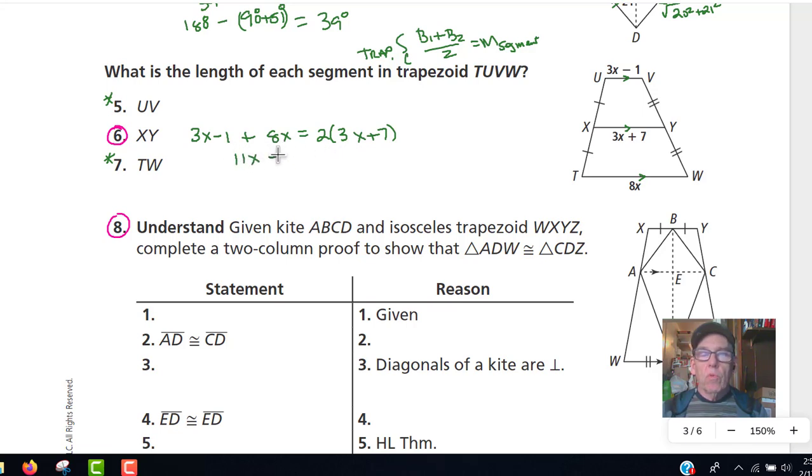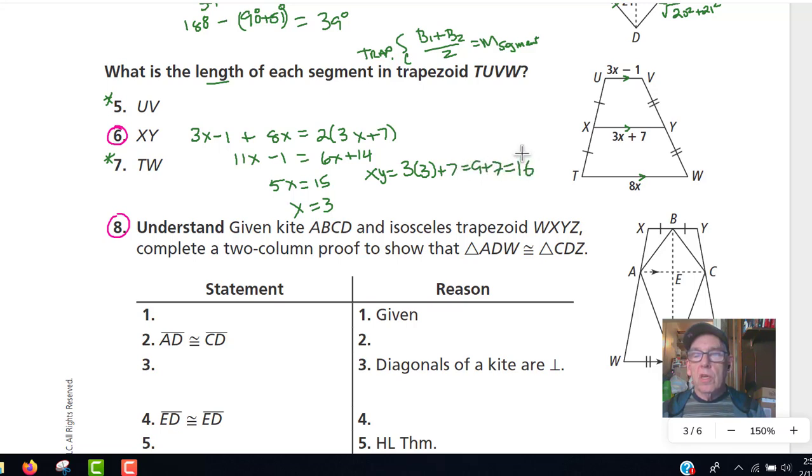So adding like terms, we get 11x's on this side, take away 1 equals 6x's plus 14. Add 1 to both sides, take away 6x from both sides. 5x's is 15. Divide by 5, x is going to be 3. And it wants to know the length of each segment. XY is going to be 3 times 3 plus 7, which is 9 plus 7 equals 16. And you need to do 5 and 7.